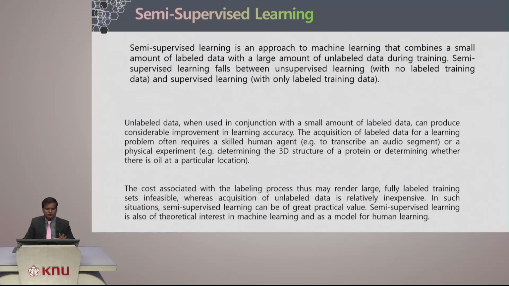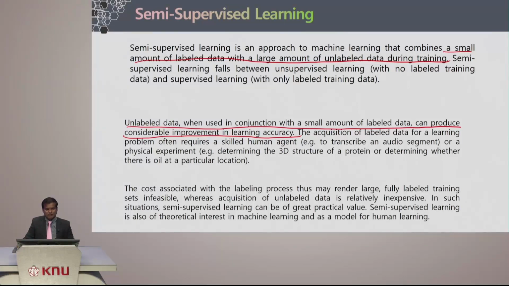We do have another learning method which is called the semi-supervised system. As we know, it combines a small amount of labeled data with a large amount of unlabeled data during the training phase. So this unlabeled data, when used in conjunction with a small amount of labeled data, can produce considerable improvement in the learning accuracy. It's just a combination of supervised and unsupervised. In some real world examples, sometimes we don't have enough labels, so we can go for this semi-supervised learning.